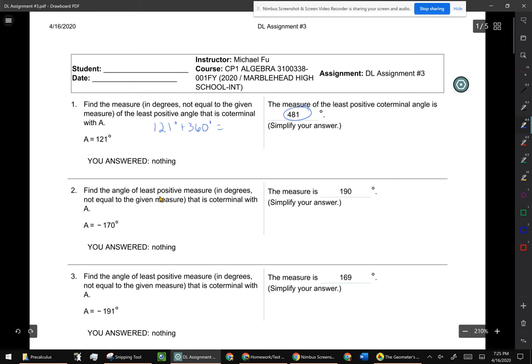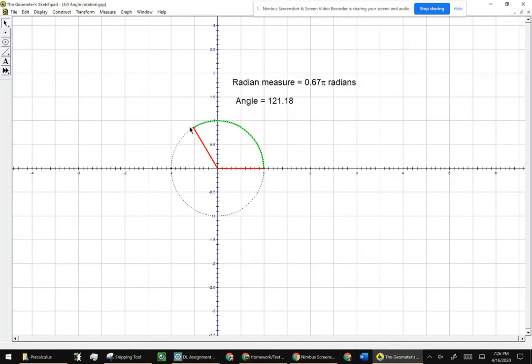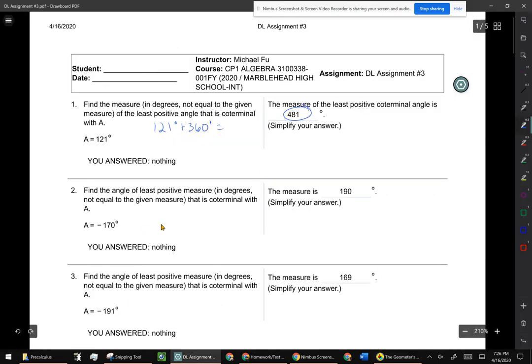Now, if you look at question 2, it says find the angle of least positive measure. It's the same question, but notice this is negative 170. Let's get rid of that. So if it's negative 170, let's go to this. The difference between a positive and a negative is that positive always goes counterclockwise, whereas negative angles, again, this is 0, go this way. So if you take a look, this was negative 170.